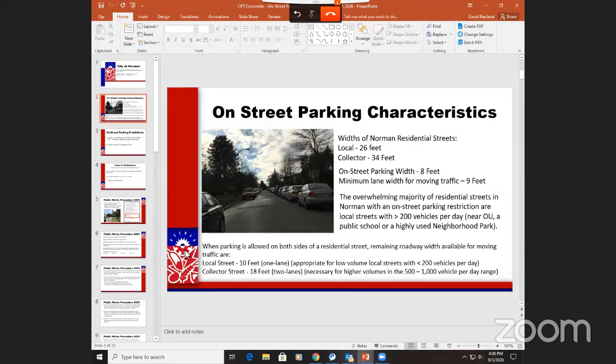If you look at the situations on both the residential and the collector streets, if we allow parking on a local street, you take away 8 feet on both sides of a 26-foot street. That leaves 10 feet in the middle for one lane of traffic, and that's appropriate for a road that carries 200 vehicles or less. If you take 8 feet away on both sides of a 34-foot collector street, you're left with 18 feet, which allows one lane in each direction. That's a 9-foot lane, again the minimum width for moving traffic, and that's appropriate for roads in the 500 to 1,000 vehicle per day classification.